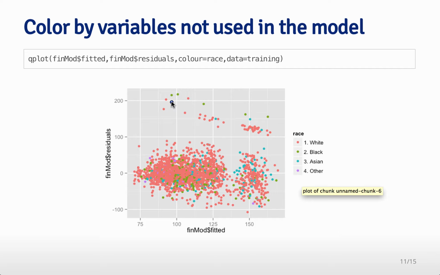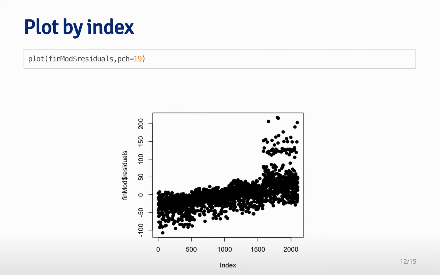And so you can see that it seems like some of these outliers up here may be explained by the race variable in the data set. And so this is another exploratory technique, plotting the fitted model versus the residuals and then coloring it by different variables to identify potential trends.